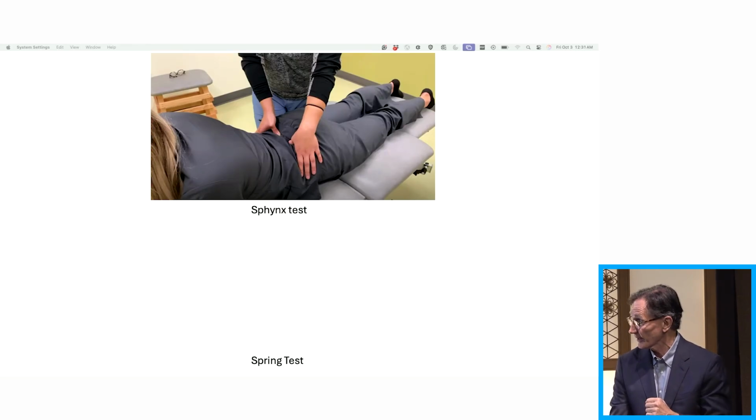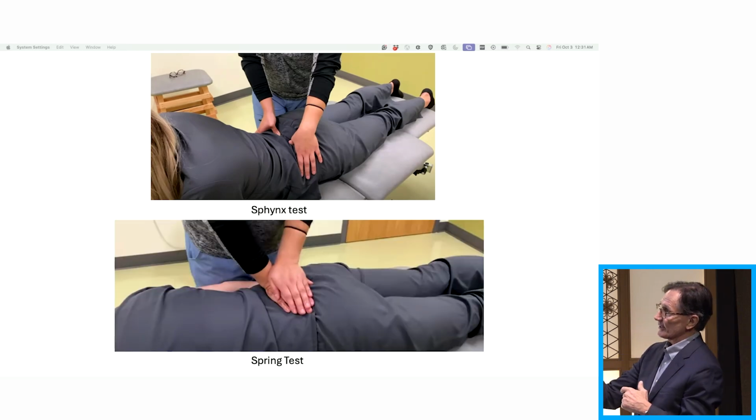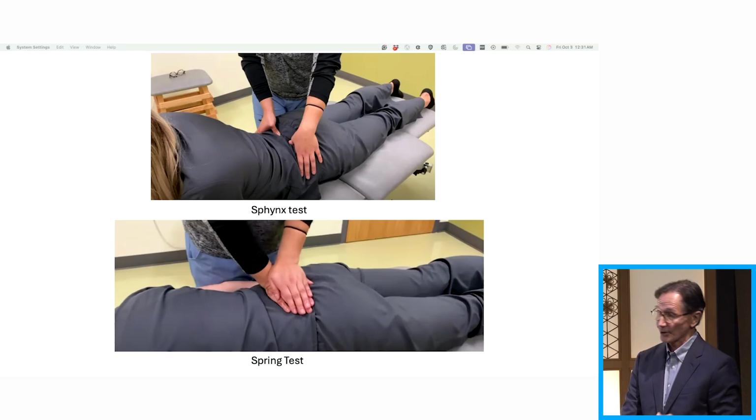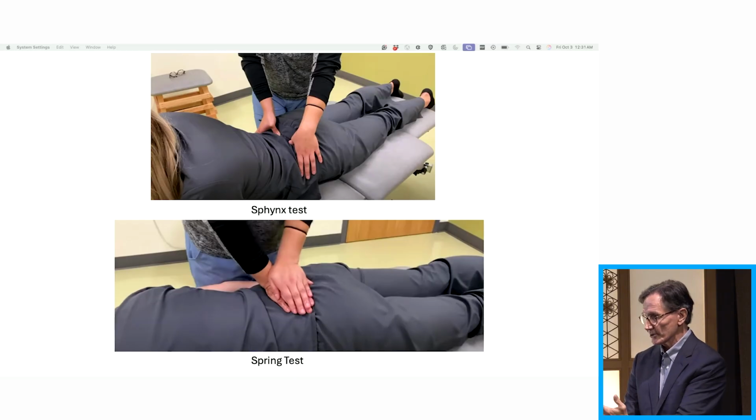Now, the innominate, there's a spring test. I meant to put that over there before that. But anyway, so those are the two tests that you actually test for whether it's a posterior or an anterior nutation.